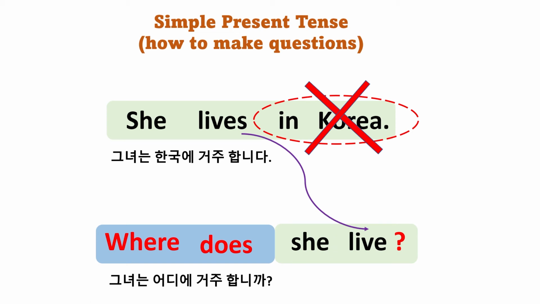As you can see, it is so easy. So let's summarize. We omit the part of the sentence that we want to make a question from, and then we put she live here. Because we didn't use S, we need does before the subject, and then we add where at the beginning of this question. Where does she live?